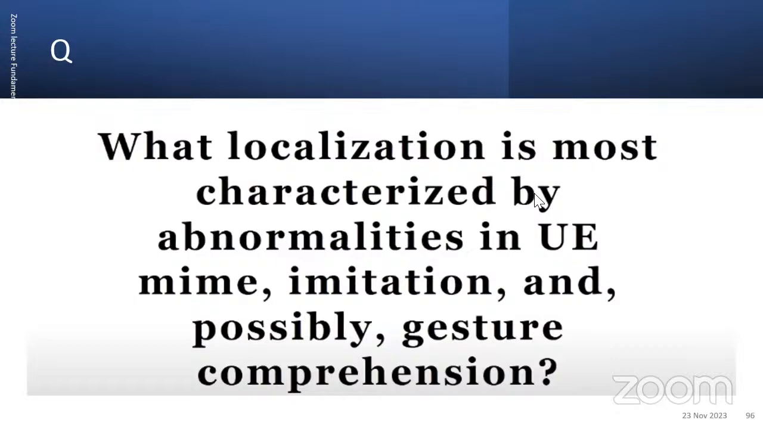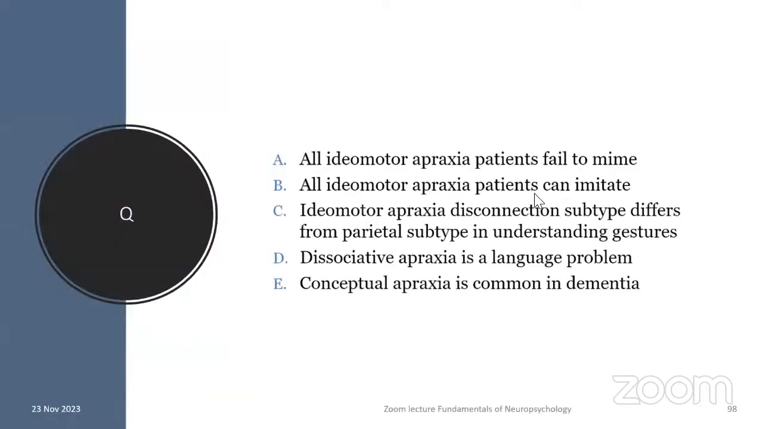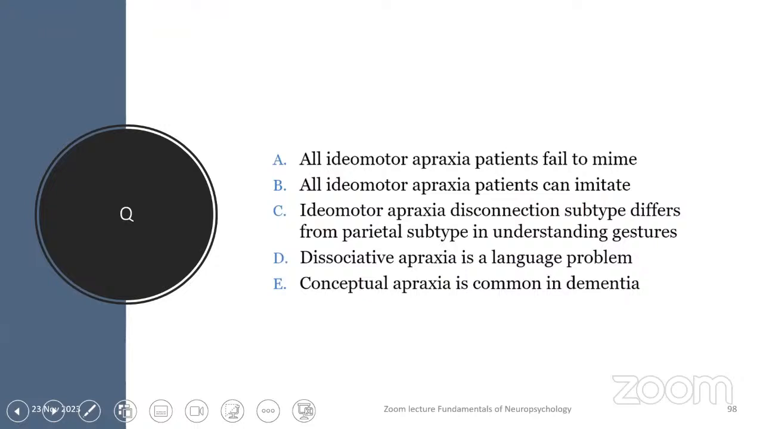What localization is most characterized by abnormalities in upper extremity mime, imitation, and possibly gesture comprehension? The parietal lobe. The left parietal region, with bilateral lesions but worse on the left side, especially in corticobasal syndrome. So, what is this question? All ideomotor apraxia patients fail to mime. All ideomotor apraxia patients can imitate. The ideomotor apraxia disconnection subtype differs from the parietal subtype in understanding gestures. Dissociative apraxia is a language problem. Conceptual apraxia is common in dementia. So, which is correct among all these statements? All ideomotor apraxia patients can imitate. So imitation is not a problem; miming is a problem in these people.